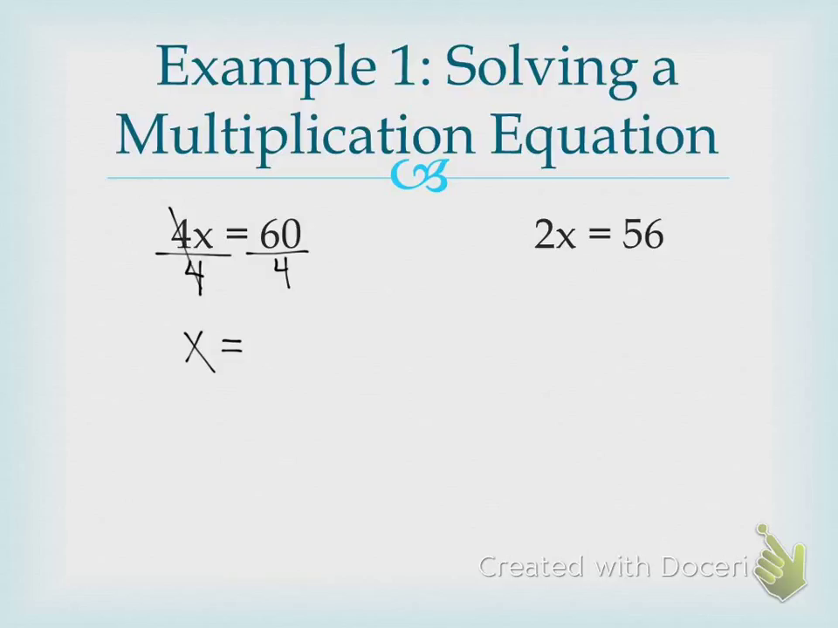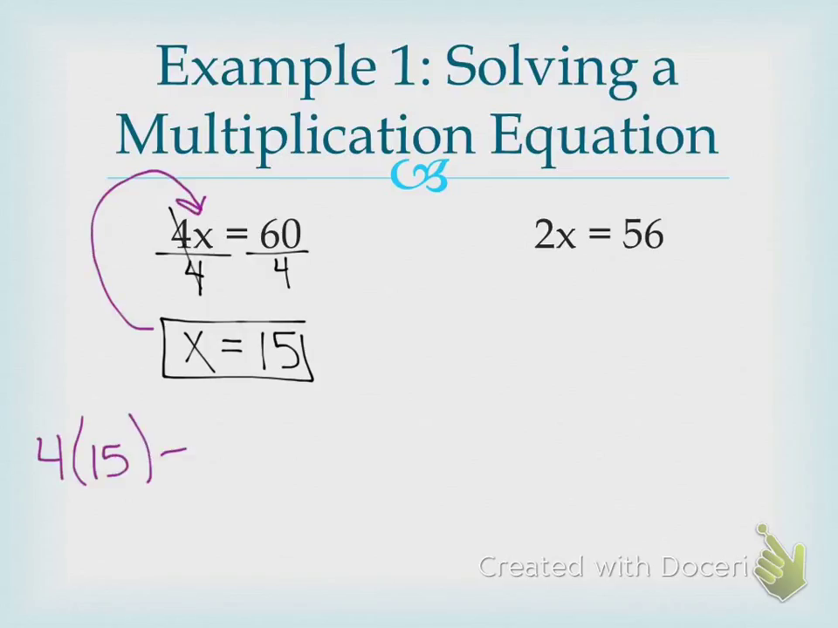So 60 divided by 4, and you can use your calculators if you need to, 60 divided by 4 would be 15. X equals 15. And then you can check it just like normal. You can plug 15 back into the original. Is it true that 4 times 15 is 60? So you would say 60 equals 60 and it checks out.